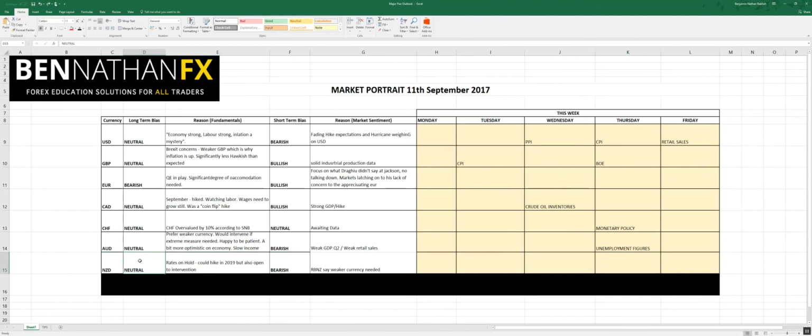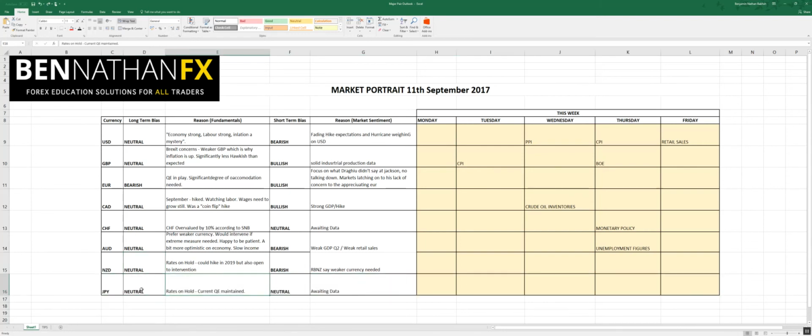Next in line, we've got the New Zealand dollar. So very much neutral. Rates are on hold. And we had some expectations of a 2019 rate hike. Now that is still on the cards. However, they have also said that they are open to intervention, and they have said that really a weaker New Zealand dollar is needed. Now there's nothing confirmed in terms of a rate move, so we're fairly neutral long term for now, but because of those more dovish comments from the RBNZ, we're looking at a bearish currency in the shorter term.